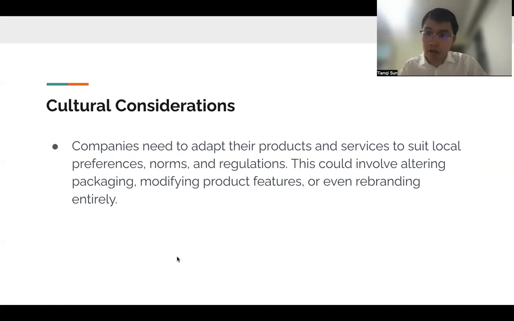Also, you have to consider cultural factors. Companies need to adapt their products and services to suit local preferences, norms, and regulations. For instance, in India, a lot of the time cows are seen as sacred creatures based on religion. So for restaurants like McDonald's or KFC, if you want to open a restaurant, you cannot have those cow products in it, or even rebranding completely.